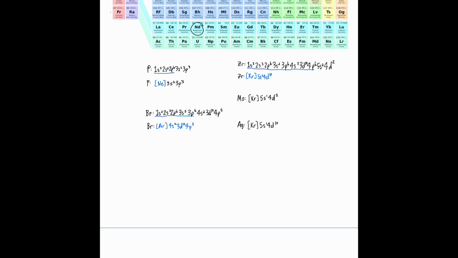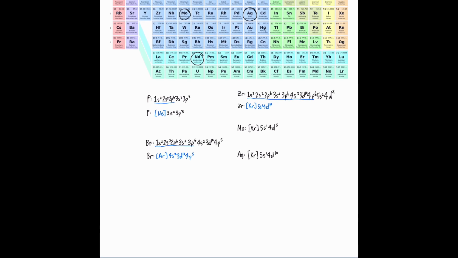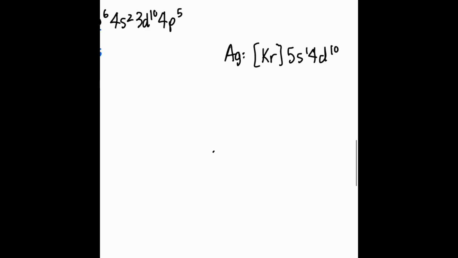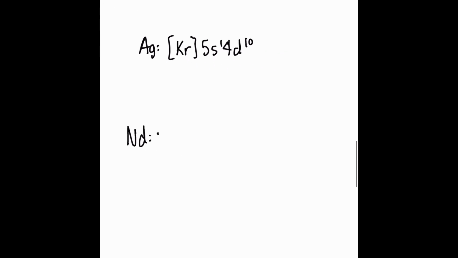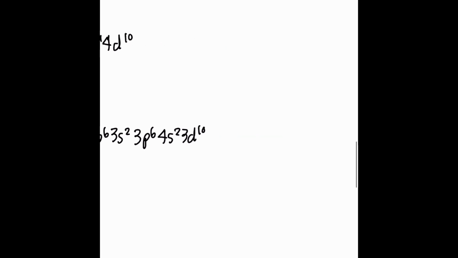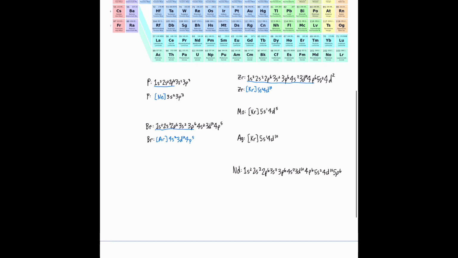Alrighty. And lastly, let's go ahead and do our neodymium, which is going to be a lanthanide, which is going to be within the F block. So let's do the full thing, and then we will do the condensed version. So Nd, we're just going to speed through this. 1s2, 2s2, 2p6, 3s2, 3p6, 4s2, 3d10, 4p6, 5s2, 4d10, 5p6.